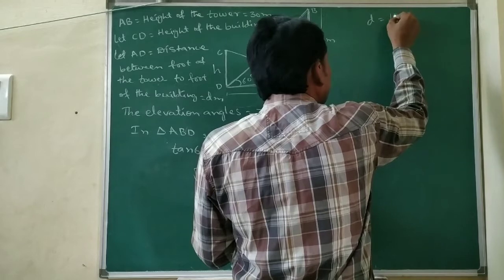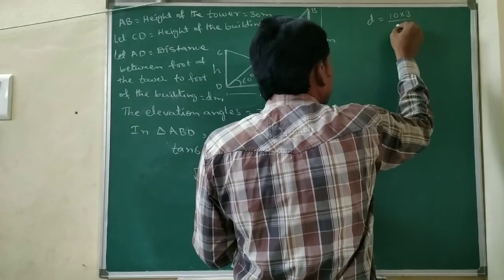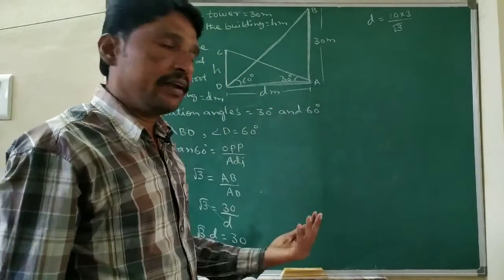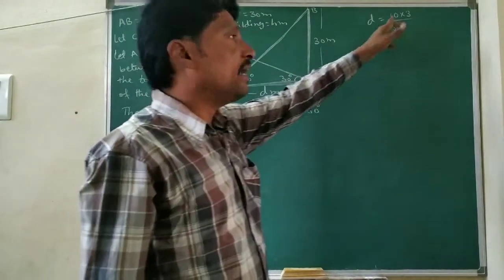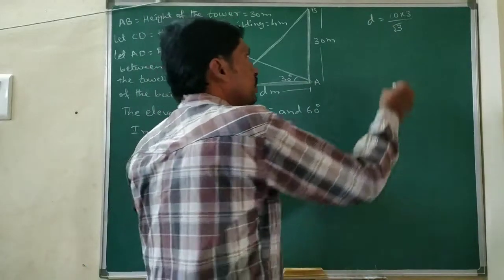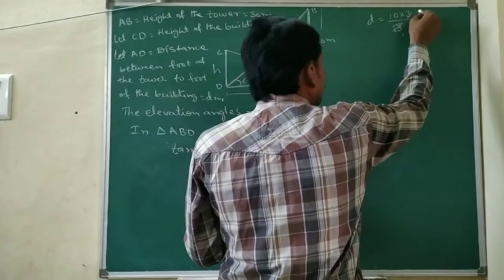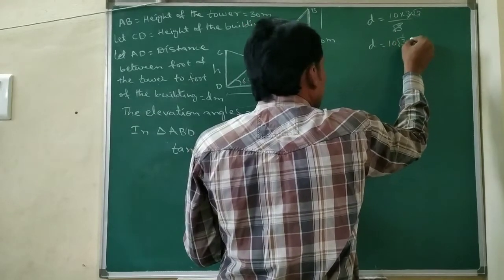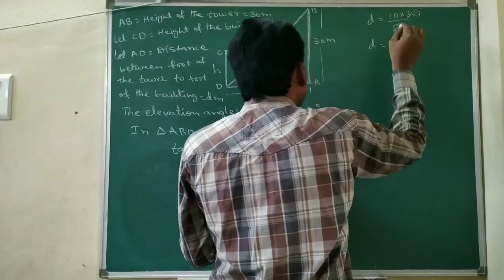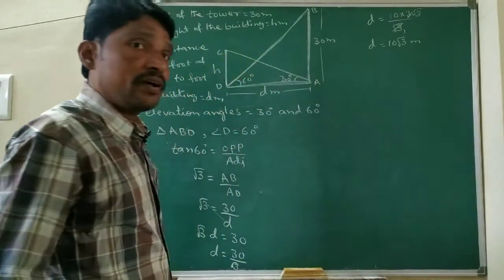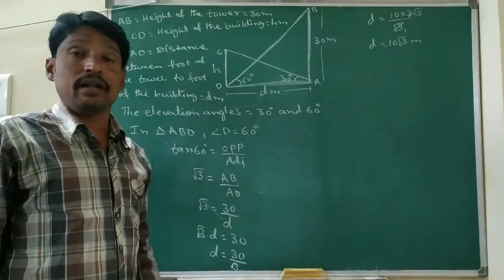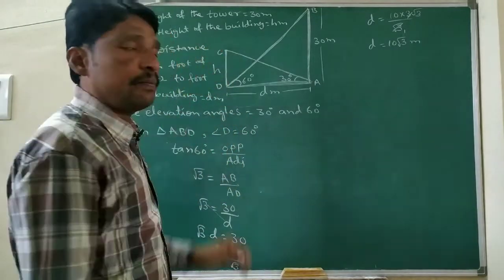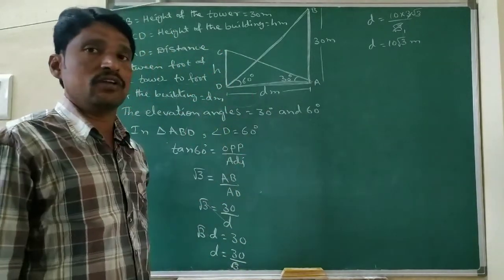D value we got here, 30 by root 3. 30, how am I writing? 10 into 3 we can write, by root 3 as it is. 10 into 3 that is 30. Multiple of 10 into 3 I have written. So root 3 by root 3, root 3 is a 3. So D equals 10 root 3 meters. D value we got here, 10 root 3 meters. But for us what we need? Height of the building only we need. This one they didn't ask. For calculating the height of the building we got here the D value.